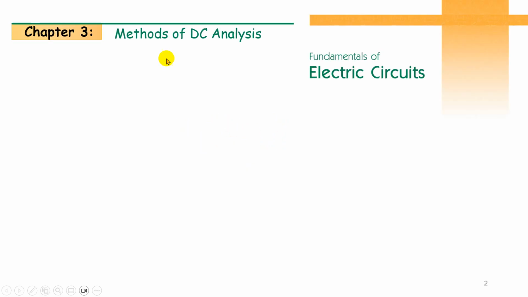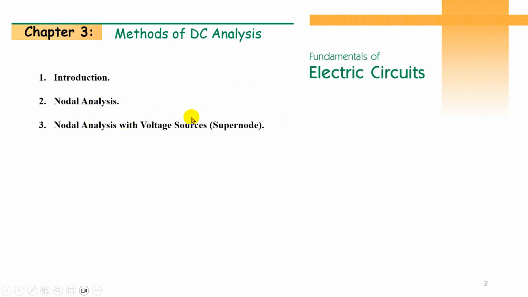That's called analysis. So we have two basic methods, node analysis and mesh analysis. We'll study node analysis, and we'll study node analysis with voltage sources. It's also called supernode. Why? Node analysis generally contains current sources only. So if we have a voltage source, then how to analyze the circuit using node analysis is called supernode.